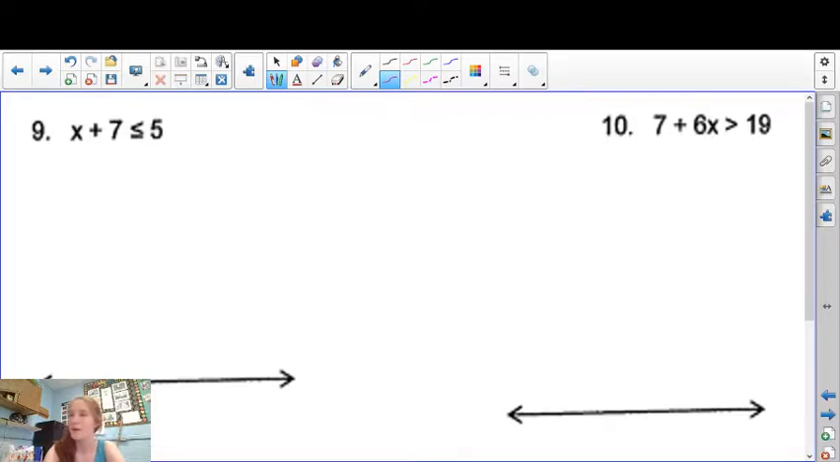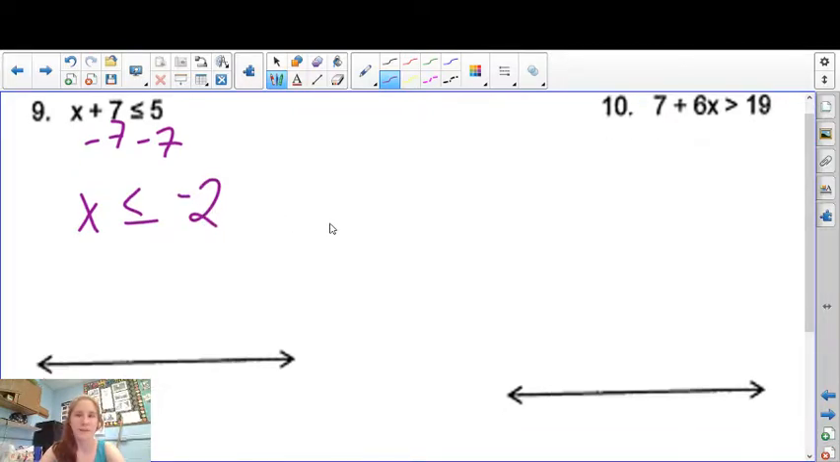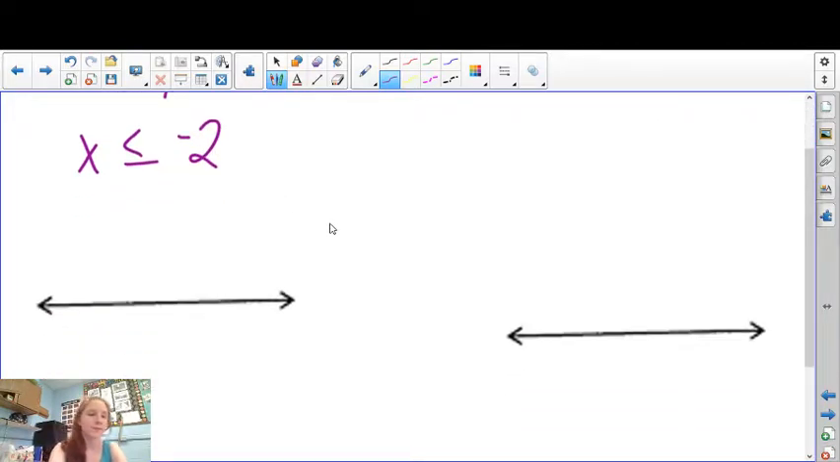Same idea. Let's go ahead and start with undoing our addition or subtraction. So first I subtract by 7. Since I've done a subtraction, I haven't done a division, I don't change my sign. So 5 minus 7 is -2. So here's 0, here's -2. Filled in dot because it's equal to, and I shade to the left.